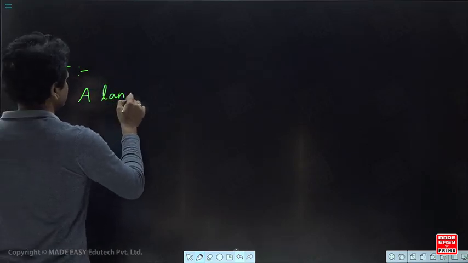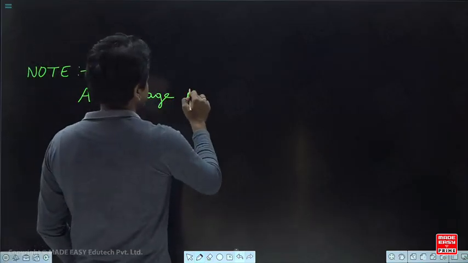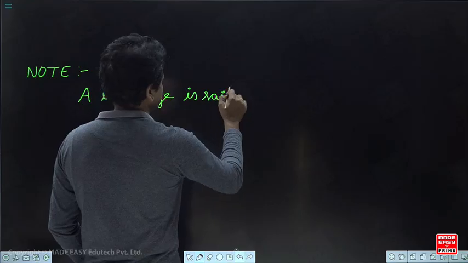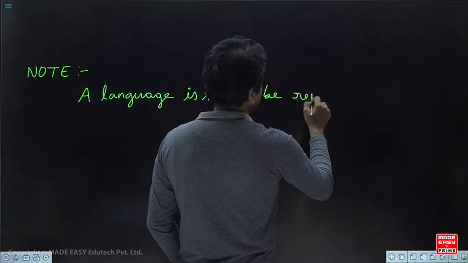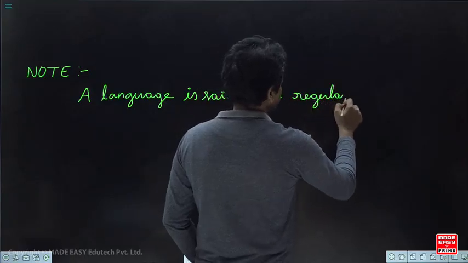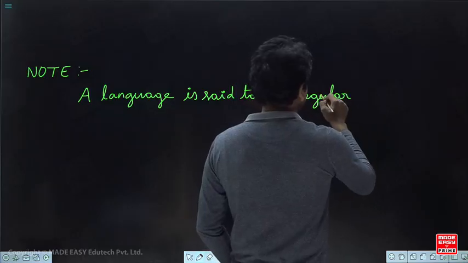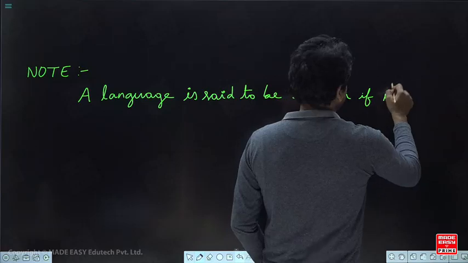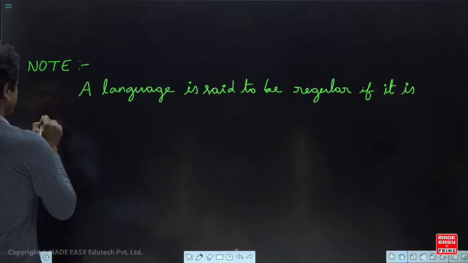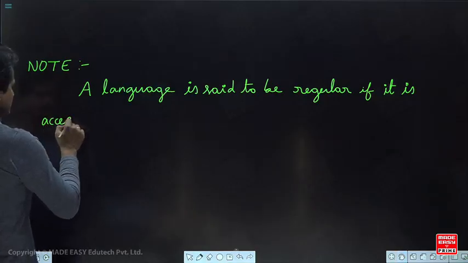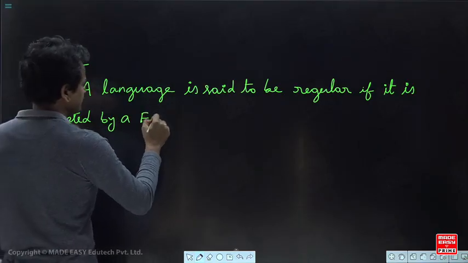A language is said to be regular. Very important concept we are doing. A language is said to be regular if it is accepted by a finite automata.